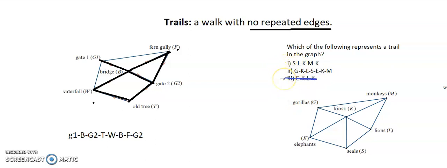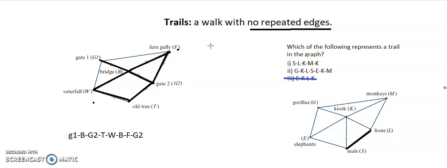Let's look at another one. Let's look at the first one. We've got S to L, L to K, K to M, and now we've got M back to K. Again, it is going over the same edge. And we can see that because we've got K, M, K. So it's showing us it's going back over it. Likewise, we've got K, L, K. So that is an easy way of us telling when it's going over the same edge.